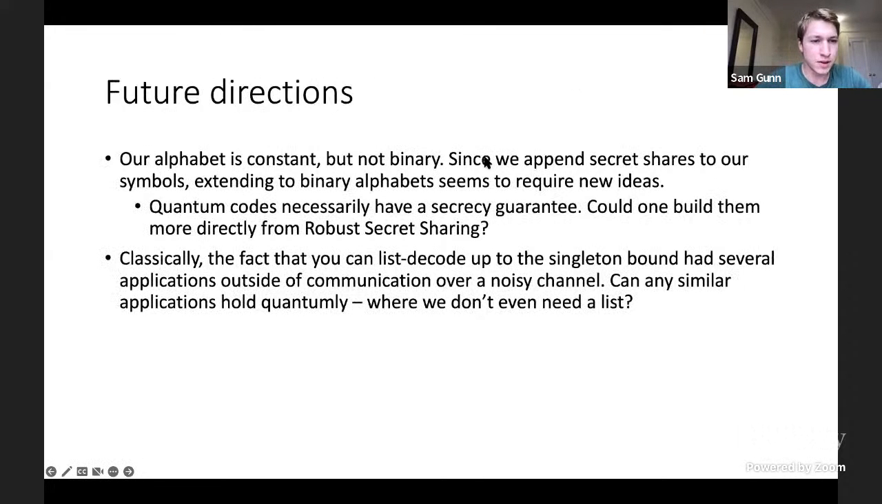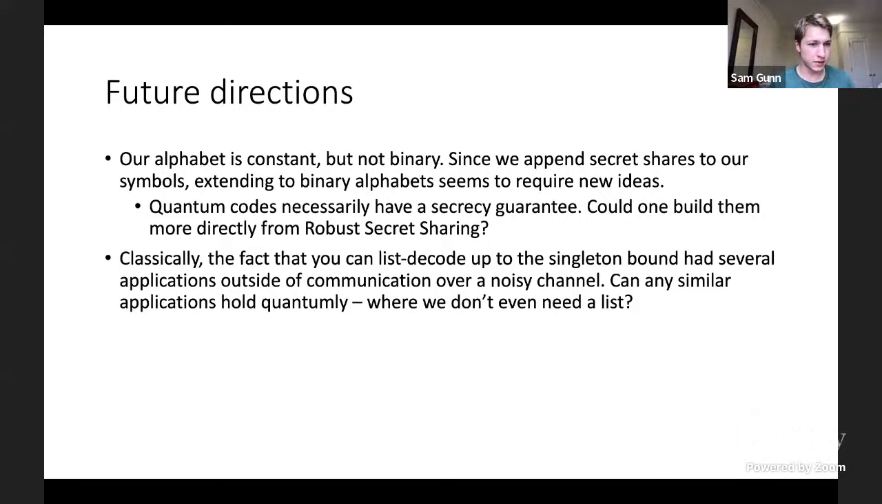Okay. So a couple of future directions are, for one thing, our alphabet is constant but not binary. Like I said, Leung and Smith construct binary alphabet list decodable codes that are not efficient, but the only ways that we know how to take quantum list decoding and boost it to unique decoding require augmenting the registers with secret sharing components. So it would seem to require new ideas to get all the way down to a binary alphabet.